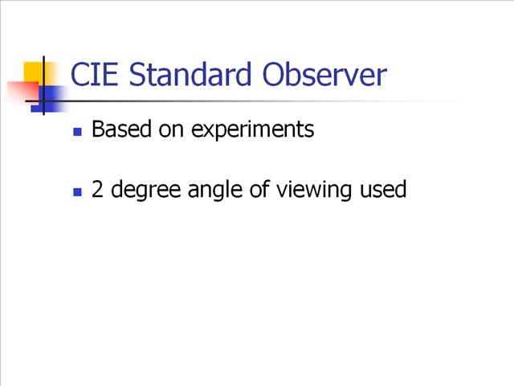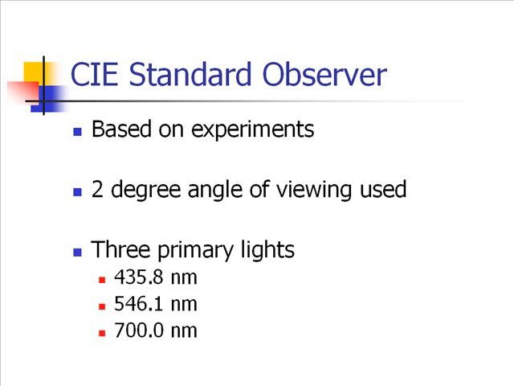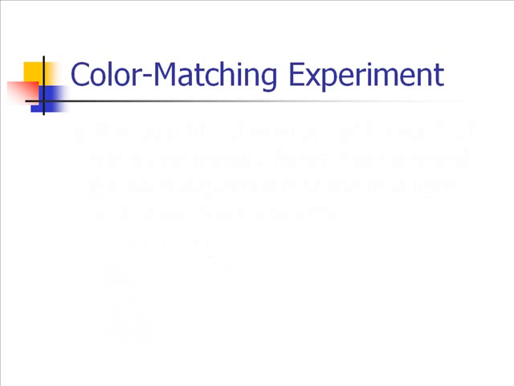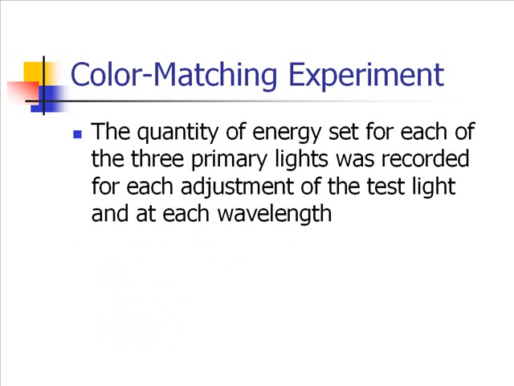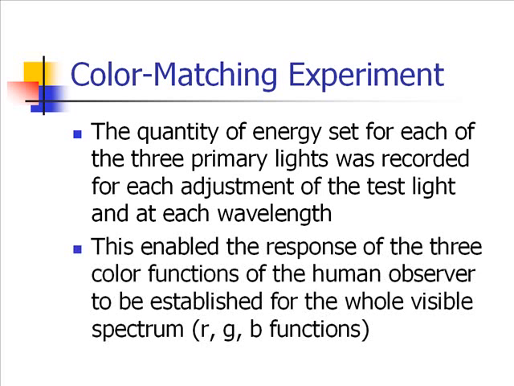And again, the 3 light primaries were those right there. The quantity of energy set for each of the 3 primary lights was recorded for each adjustment of the test light and at each wavelength. The test colors that they looked at were basically all the colors along the spectrum. So this enabled the response of the 3 color functions of the human observer to be established for the whole visible spectrum. So there would be an R number, a G number, and a B number for every single wavelength of color. And that's what the CIE standard observer function looked like.